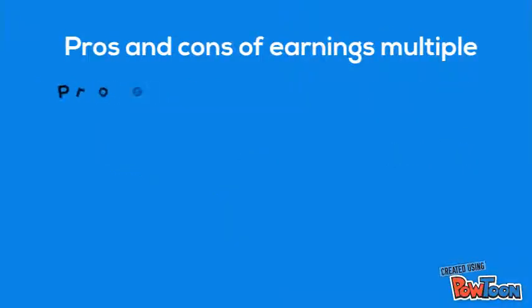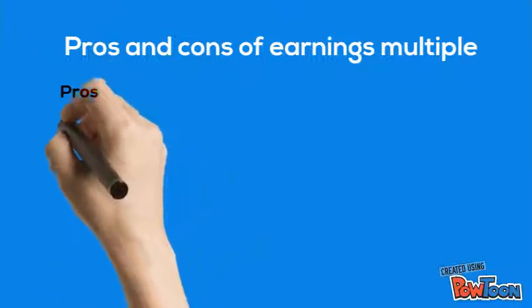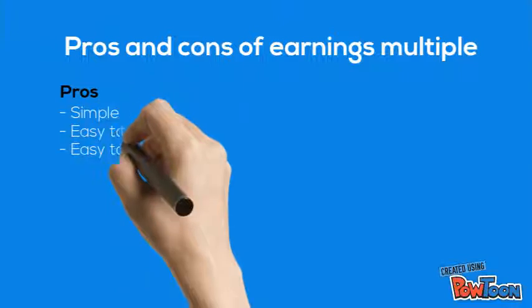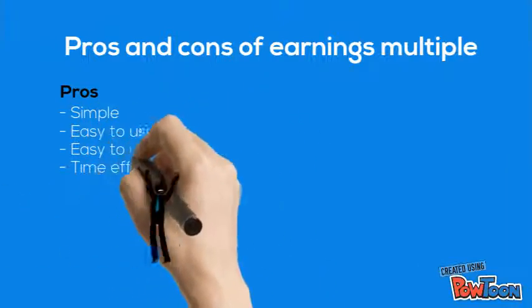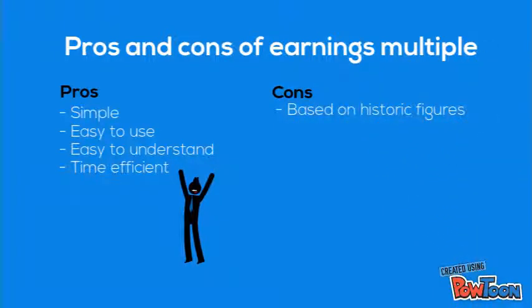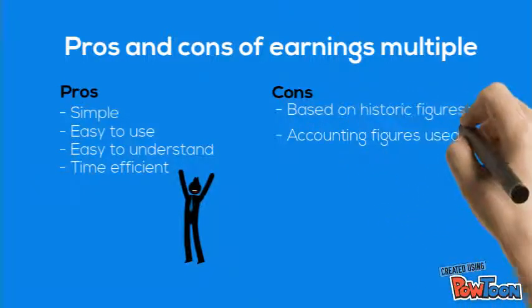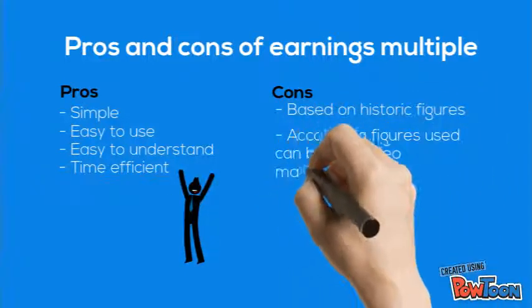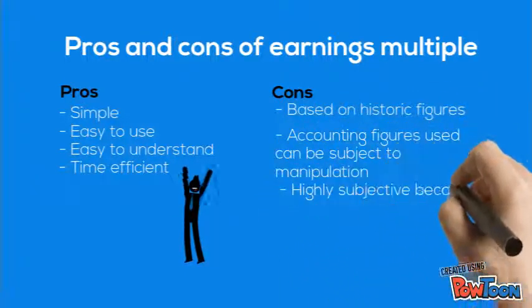The pros of using the earnings multiple are that it is simple, easy to use, easy to understand, and very time efficient. The cons are that it is based on historic figures. In other words, it's not forward-looking. Also, accounting figures are used, which can be subject to manipulation, and it is highly subjective because it relies on estimates.